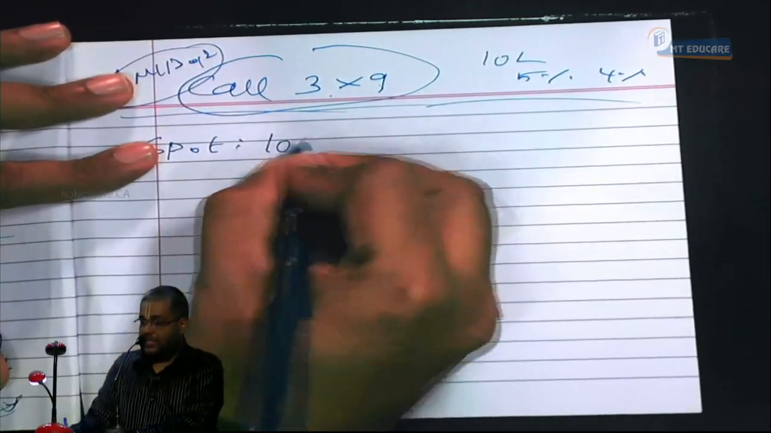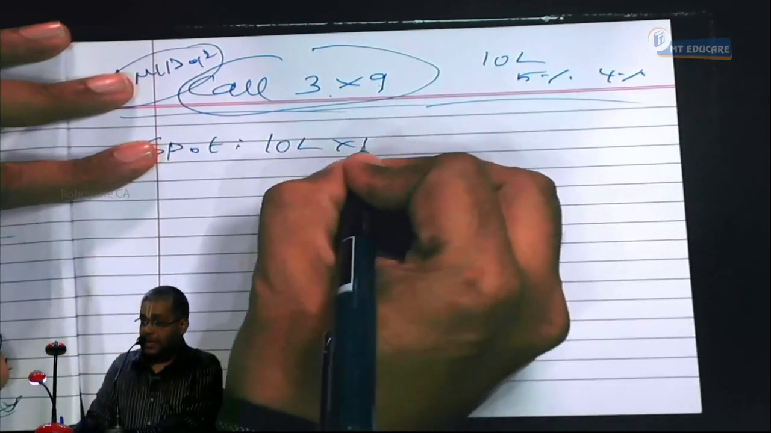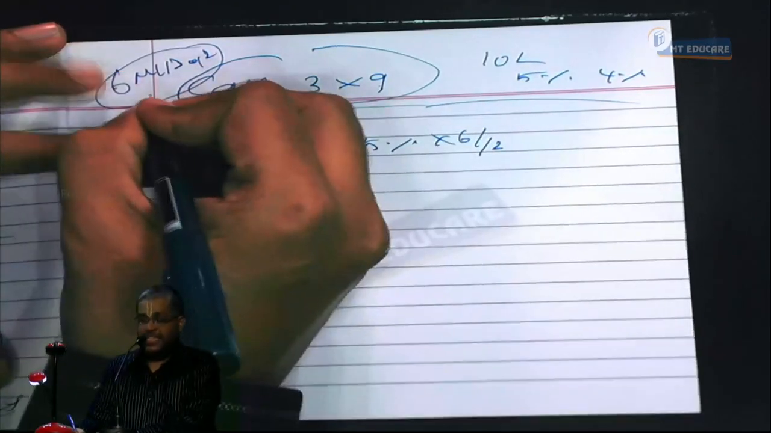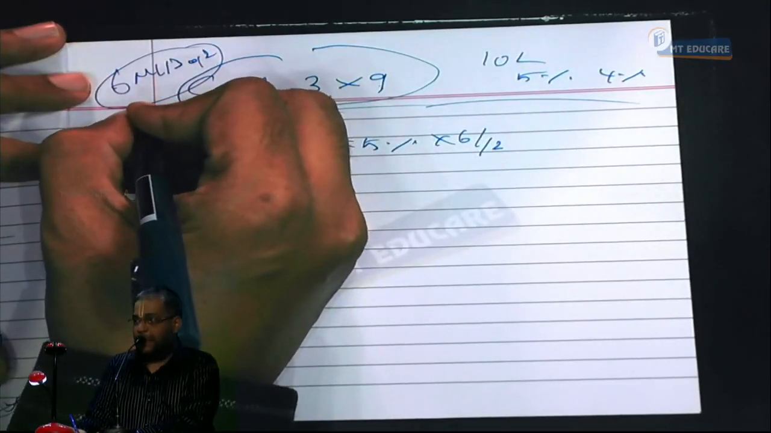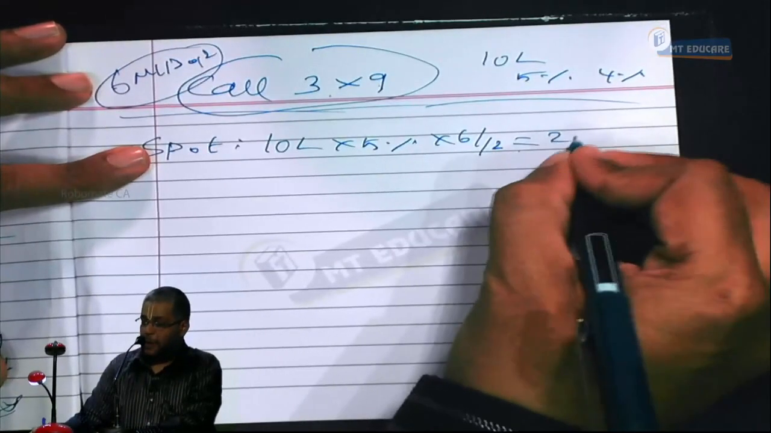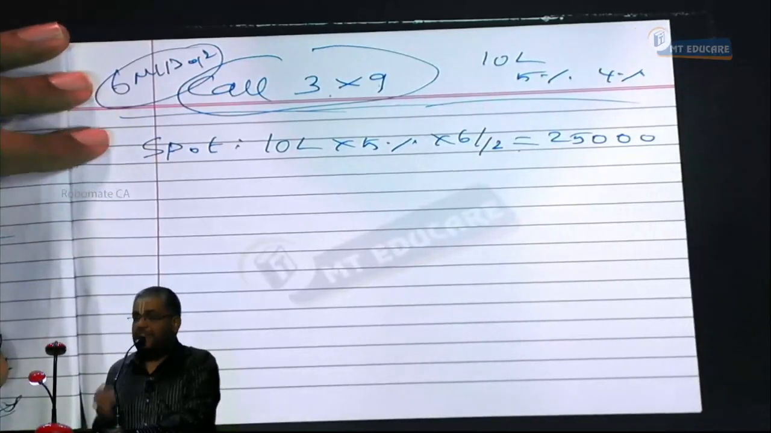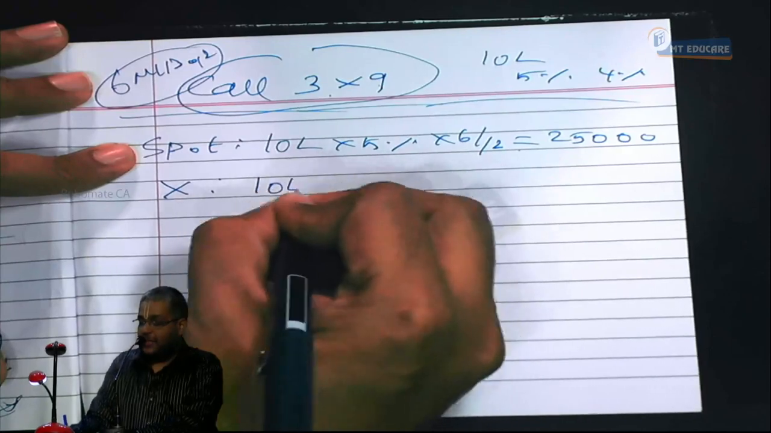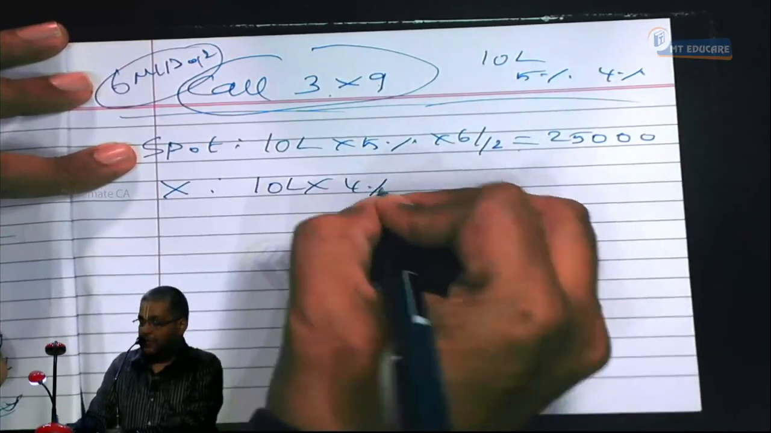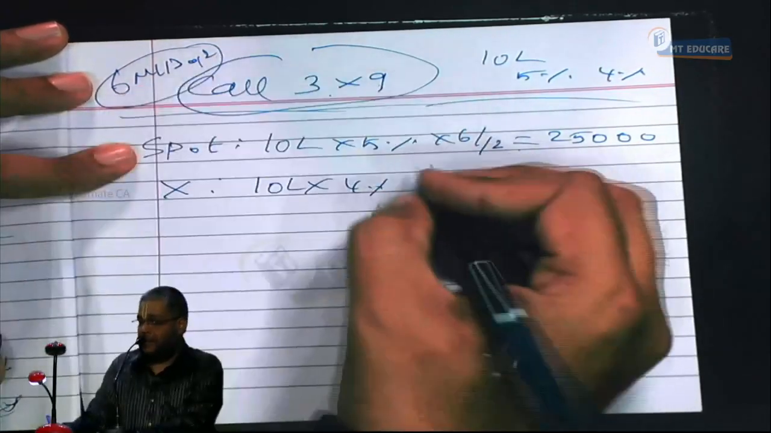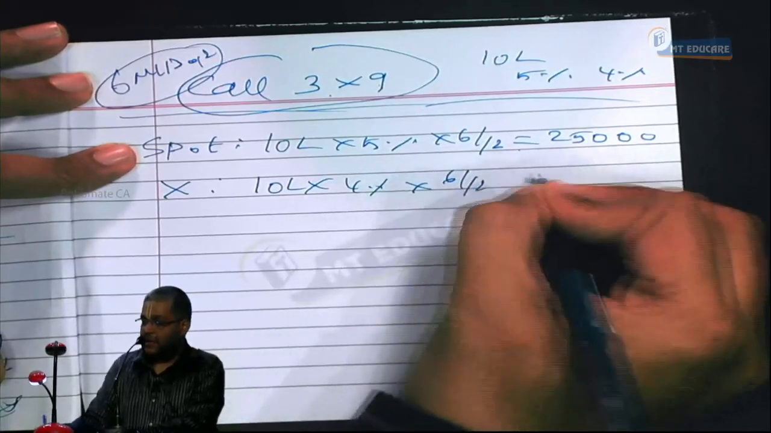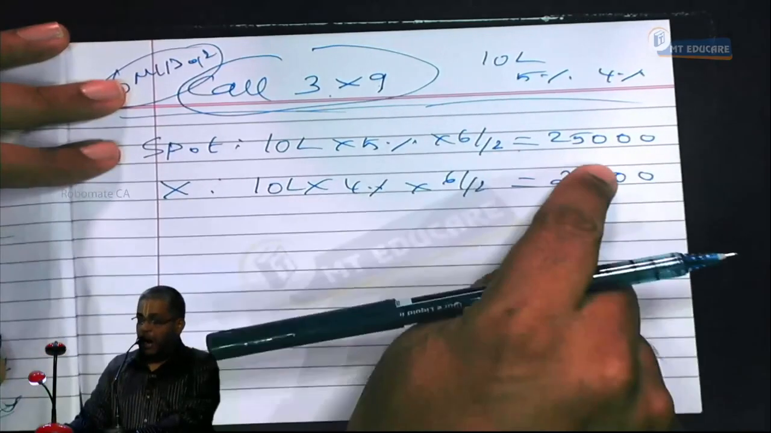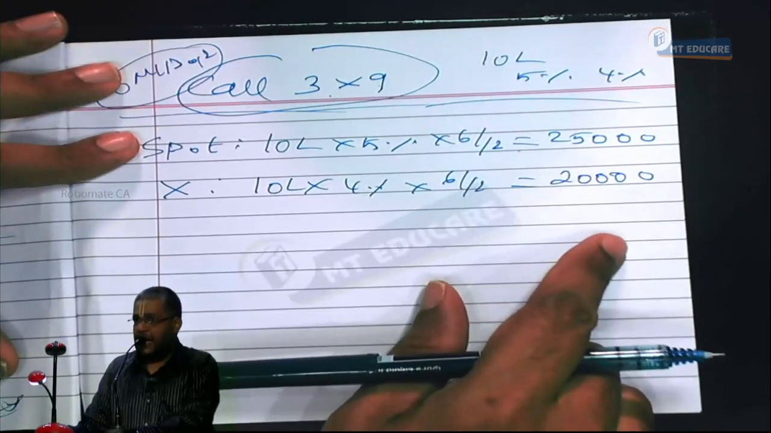Now, spot. Spot is how much? 10 lakhs into how much percent? 5% into 6/12, because a 6 months MIBOR is always calculated that way. So tell me what is the spot rate? 25,000, right or not? Next is strike price. What is the strike price? 10 lakhs into how much percent? 4%, and 6 months MIBOR, into 6/12. That gives how much? Spot price is 25,000. Strike price here is 20,000.